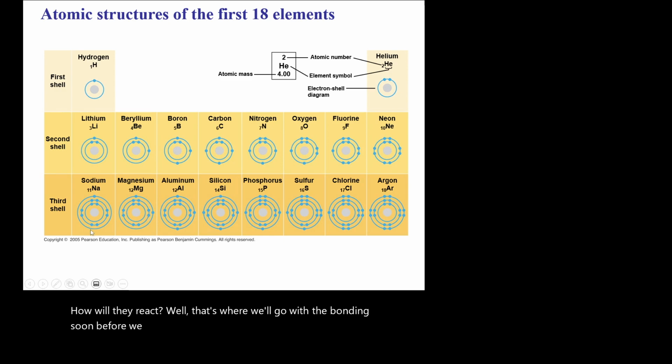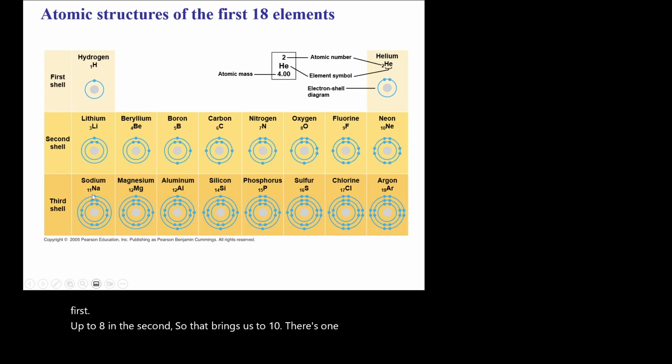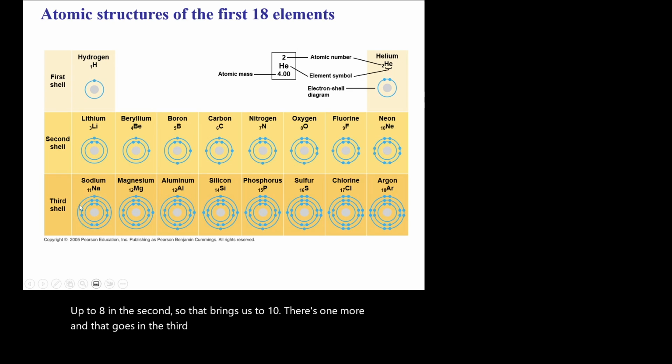Before we get there, though, take a look at the third shell. The third row, all of them have 3 shells. From sodium to argon, there are 3 shells of electrons, and sodium, having 11 protons, would have 11 electrons. You can go ahead and check the math there. 2 in the first, up to 8 in the second, so that brings us to 10. There's one more, and that goes in the third shell, which would be the valence shell, so that means that sodium has 1 valence electron.